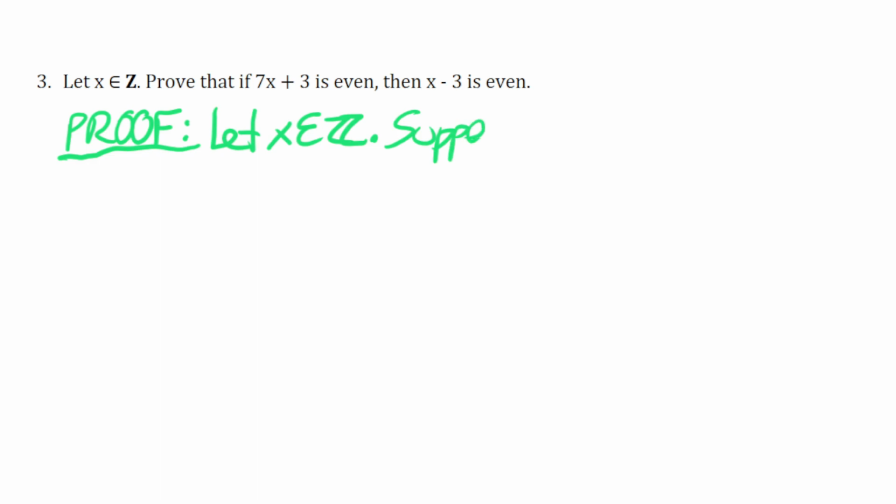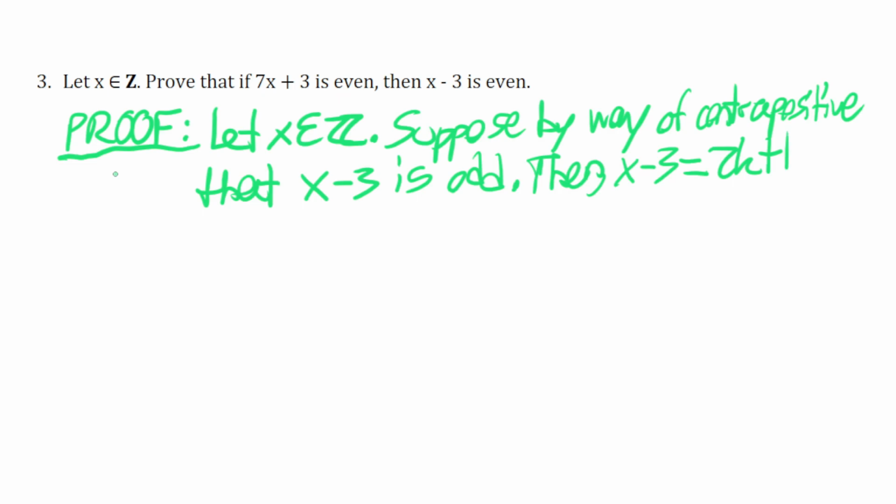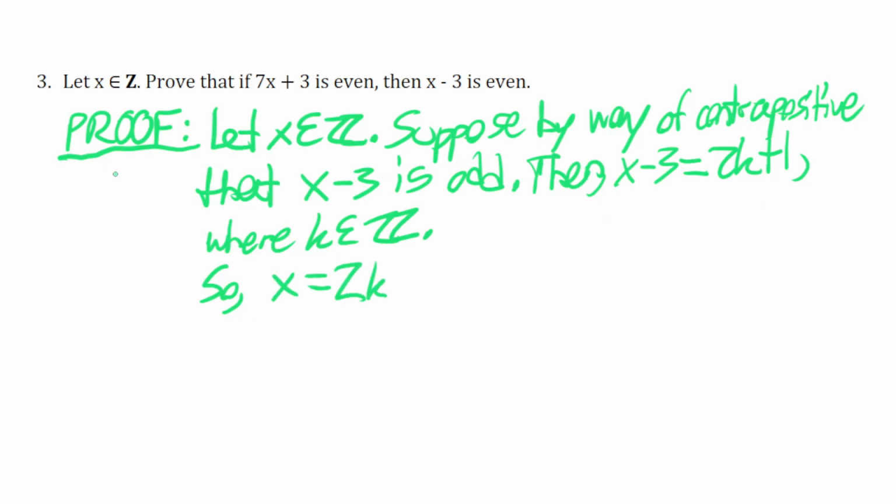So let's suppose, by way of contrapositive, that x minus 3 is odd. So then we have x minus 3 equals 2k plus 1, where k is an integer. So we have x equals 2k plus 4. So we'll add the 3 on the other side.